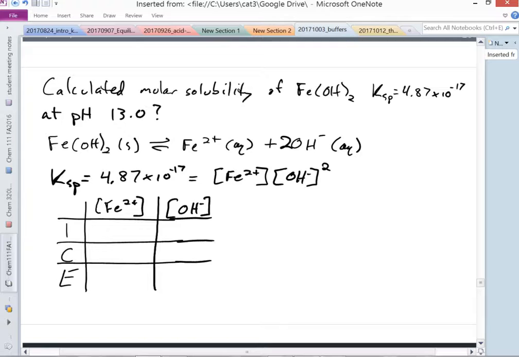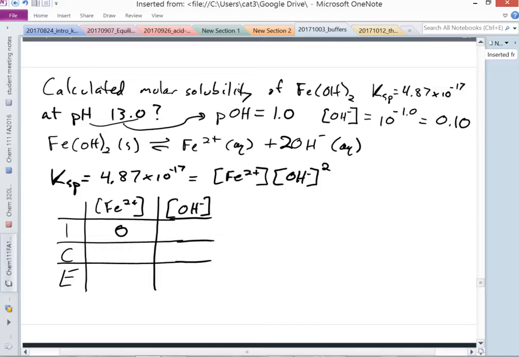What do I put in my ice table? Well, let's see what I have initially. I like to start with initial unless I'm told an equilibrium concentration. So initially, how much iron is in water at pH 13? None, if you're not told. But how much OH minus is in water at pH 13? You have to calculate it. pH 13 means pOH is 1, which means OH minus is 10 to the negative 1.